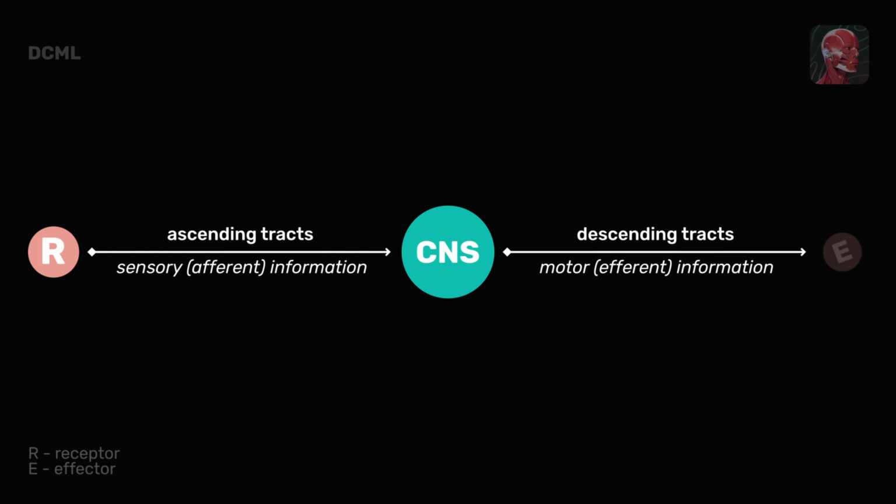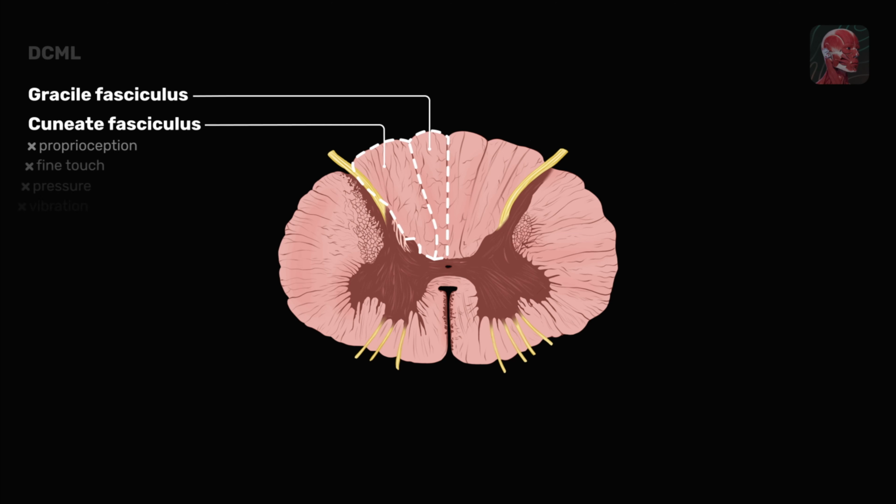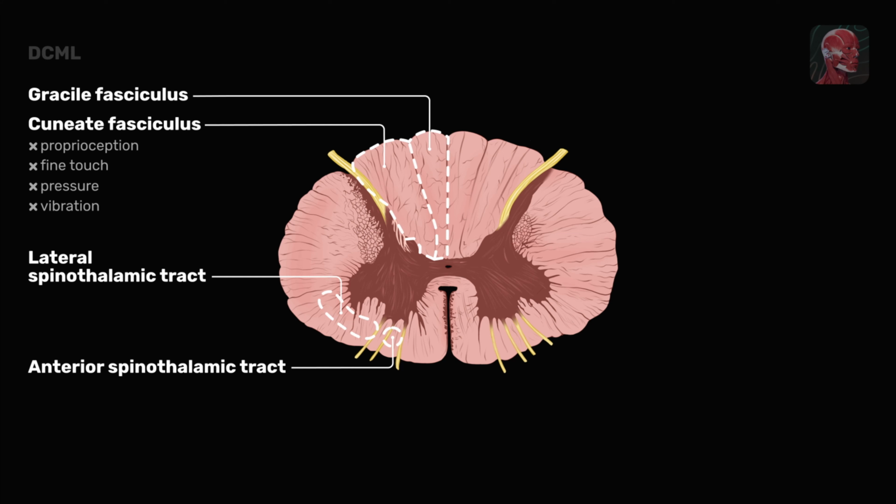These carry sensory or afferent information from peripheral receptors to the structures of the central nervous system for further processing. Within this category, the following tracts are distinguished. The posterior columns, also known as the gracile and cuneate fasciculi, are responsible for conducting proprioception, fine touch, pressure, and vibratory sensations. The spinothalamic tracts, anterior and lateral, are responsible for conducting pain and temperature sensations, as well as crude touch and sensation of superficial pressure.